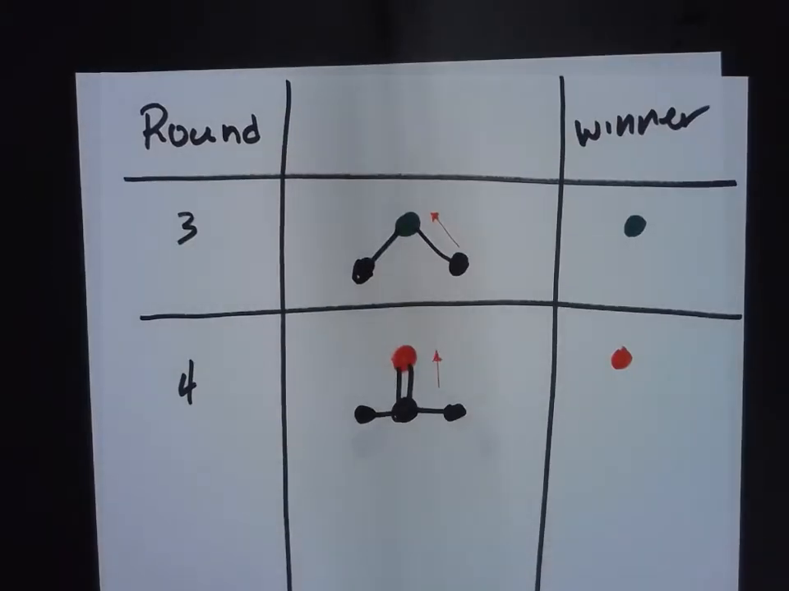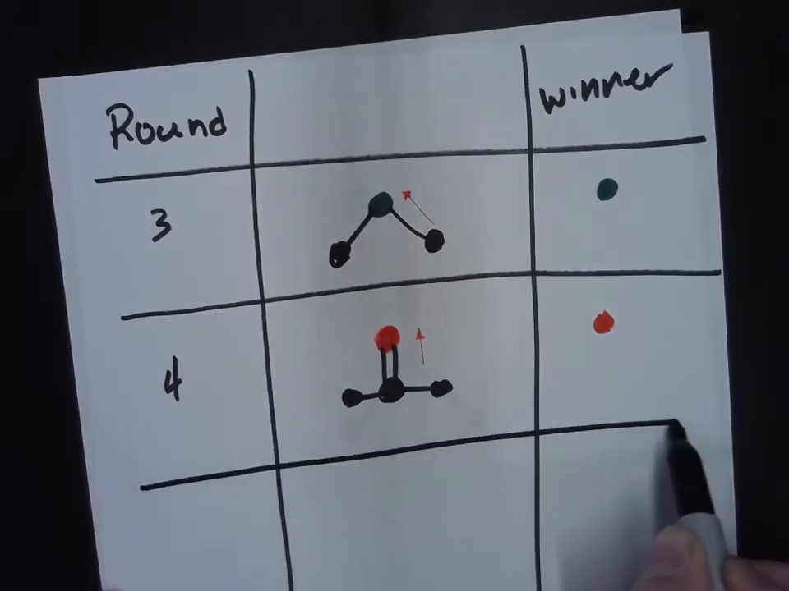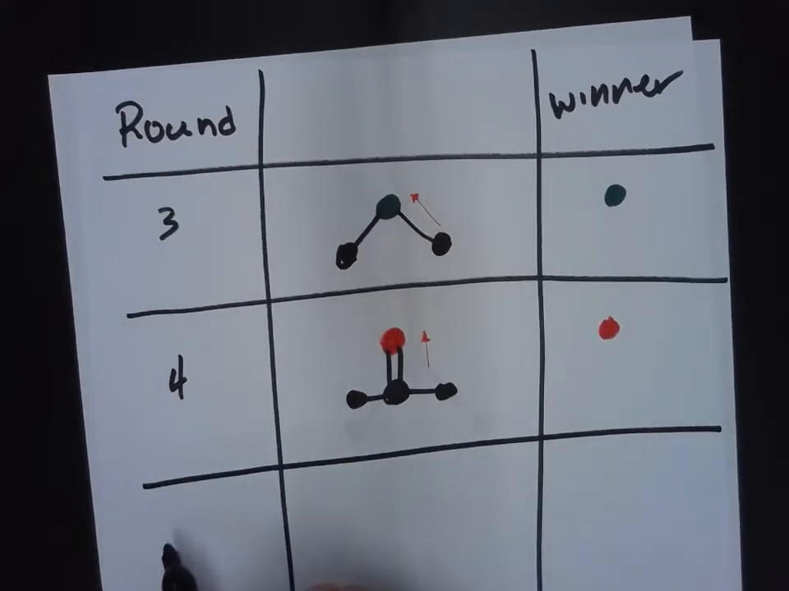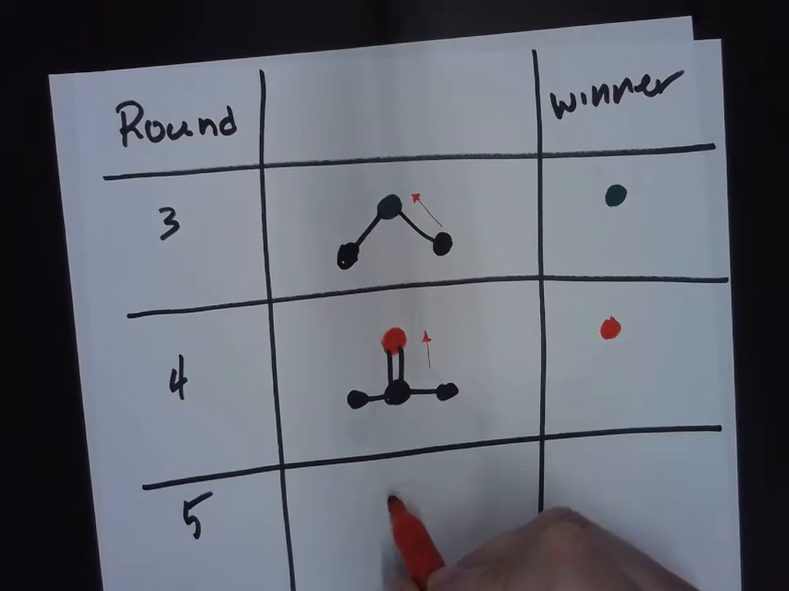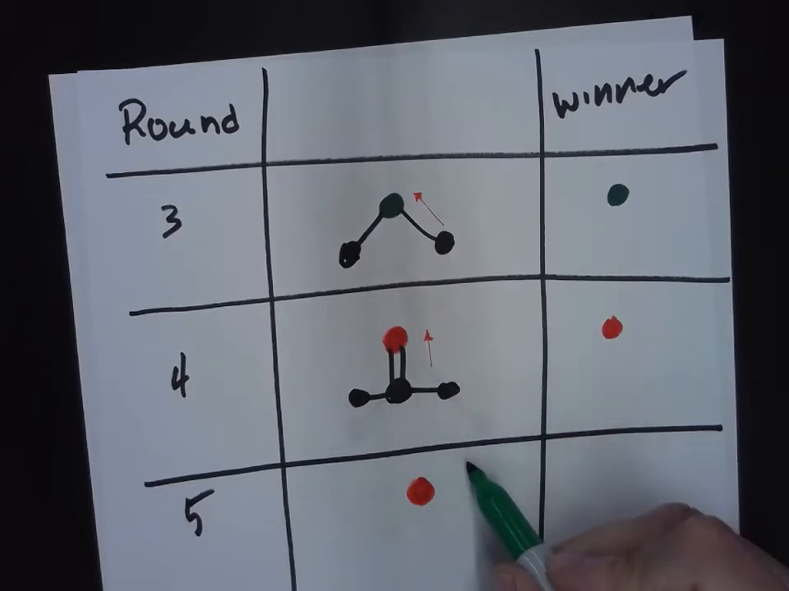Okay, let's move on to the next one. This is an interesting round, round 5, because now we've got a full-grown elephant here. Oh, I'm sorry, I messed that up. Let's do it like this. We've got a full-grown elephant there, and we've got a baby elephant here.